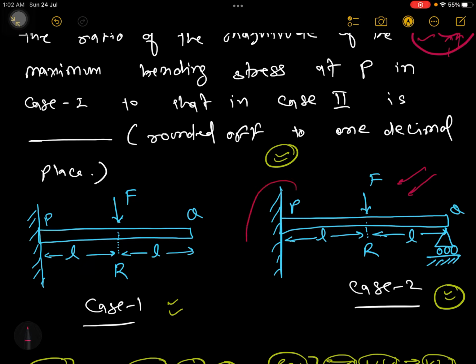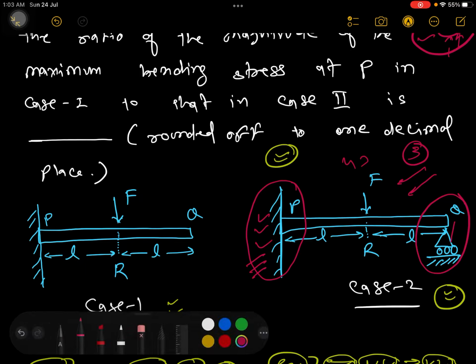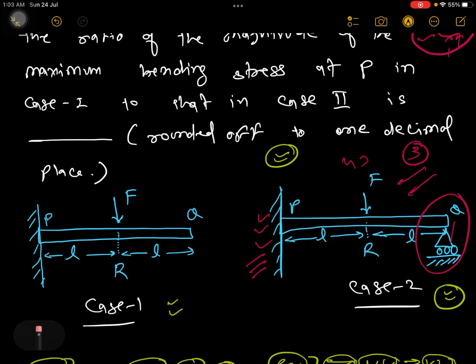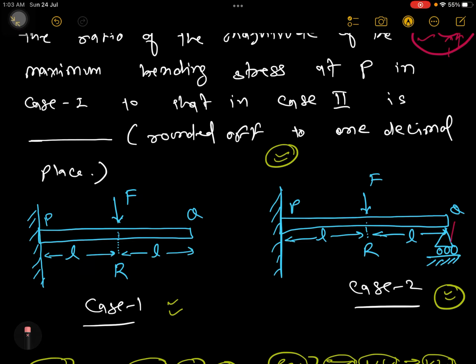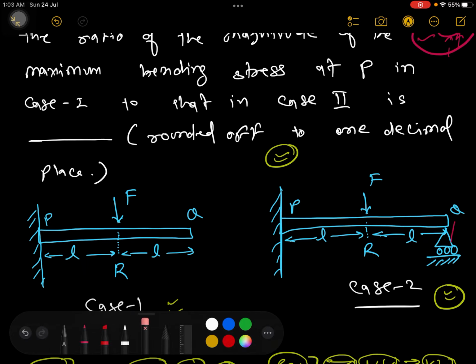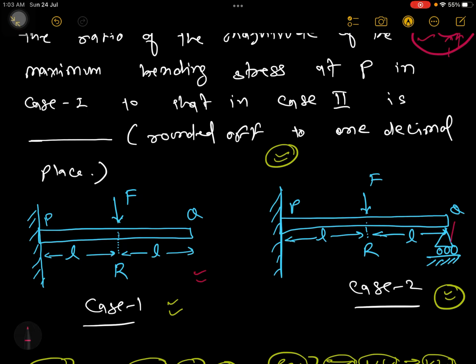Why? Because we have 3 reactions here and 1 reaction here. One horizontal, one vertical and one moment, and here 1, so total 4. But we have only 3 equilibrium equations, because 4 is more than 3, so we cannot find the 4 variables using 3 equations. That's why this beam is a special case of indeterminate beam. Okay, but this beam is very simple.